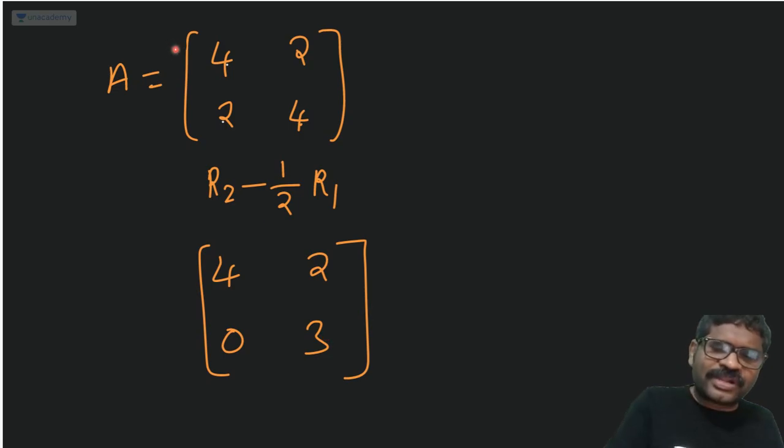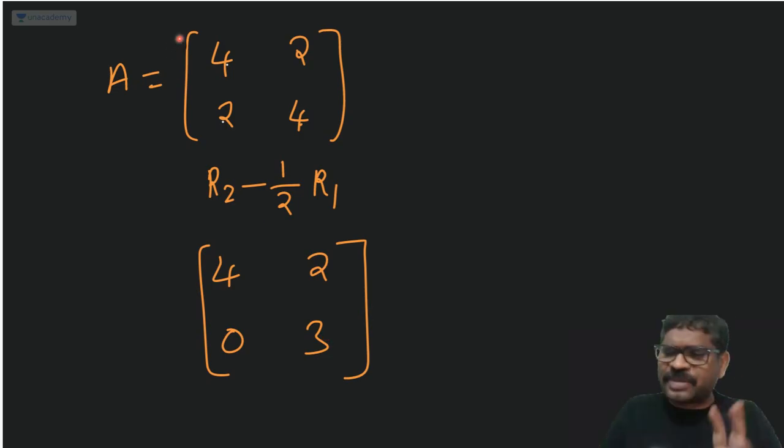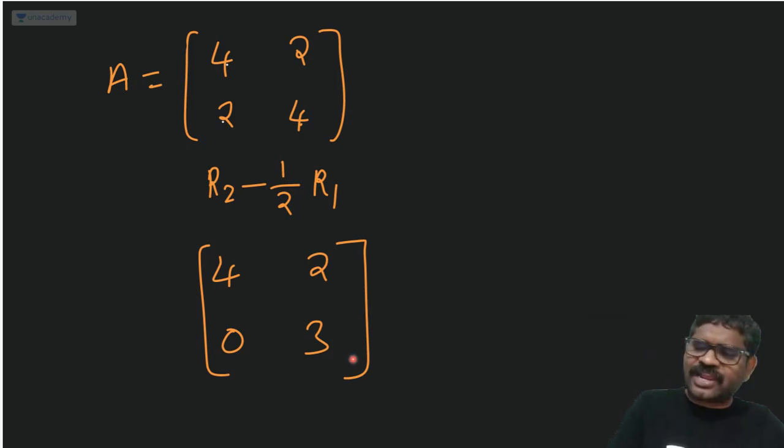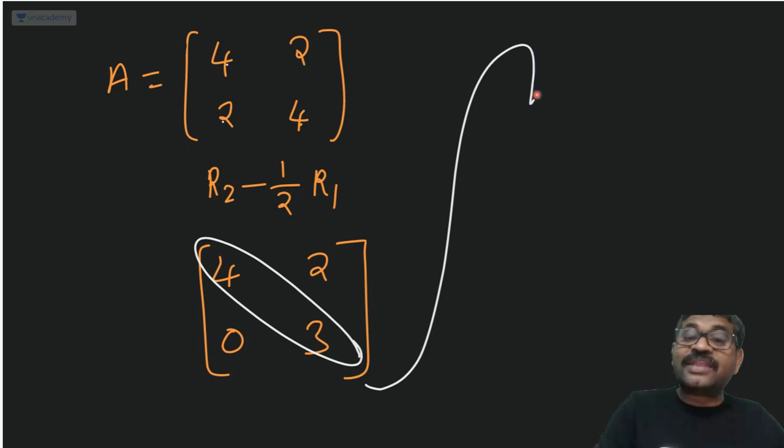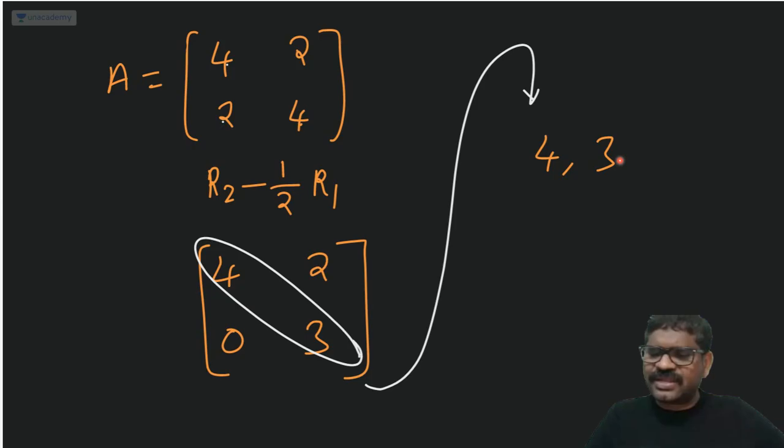Now, you got triangular form now? Is it triangular form or not? We got triangular form. Pick up leading diagonal elements. What are the leading diagonal elements? 4 and 3. Can you accept 4 and 3 as eigenvalues?